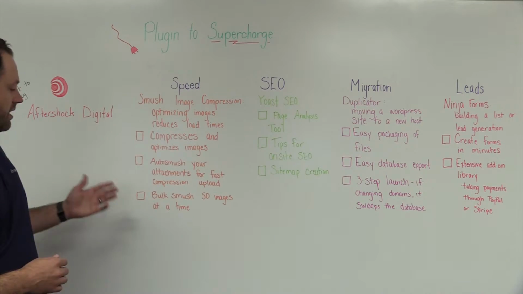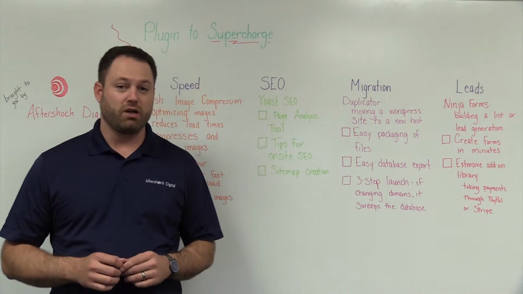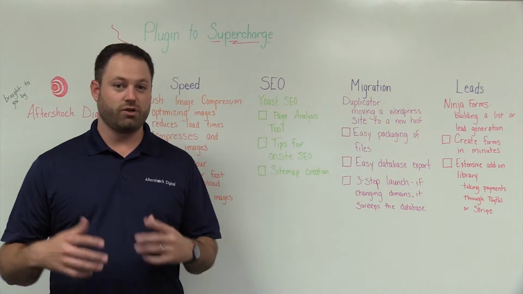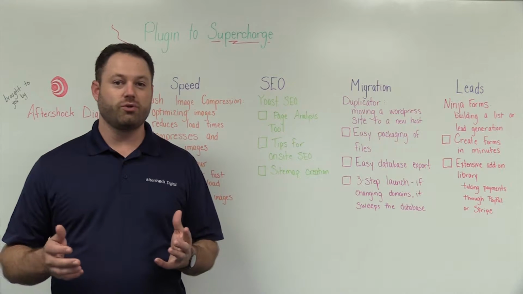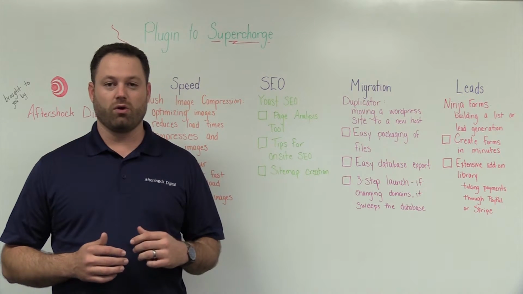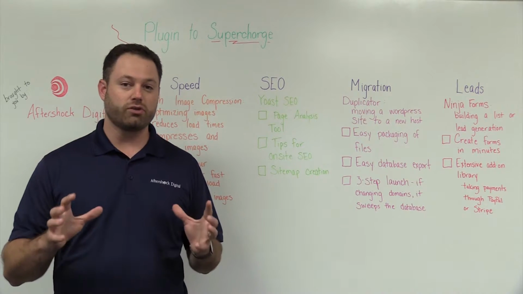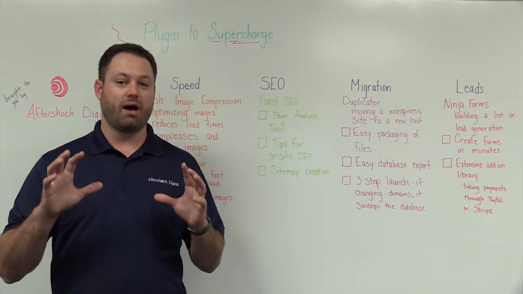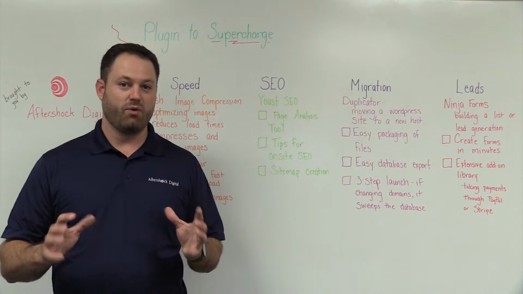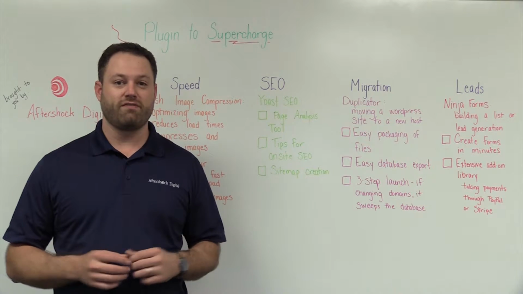Next, the neat thing about this plugin is you can do 50 at a time. So you don't have to worry about just doing 1 at a time or anything like that. There's a bulk smush button you can push and it'll optimize 50 images usually within about 3 to 5 minutes.